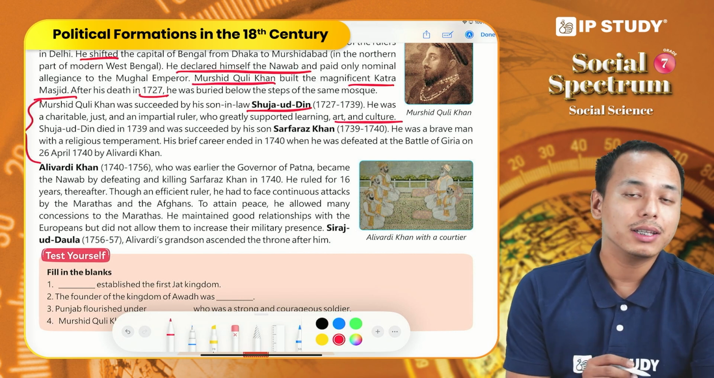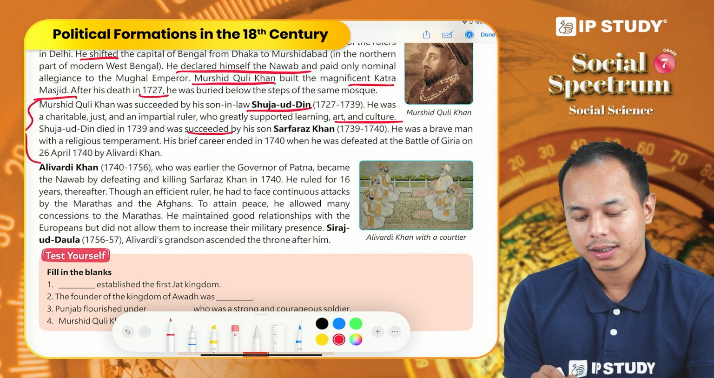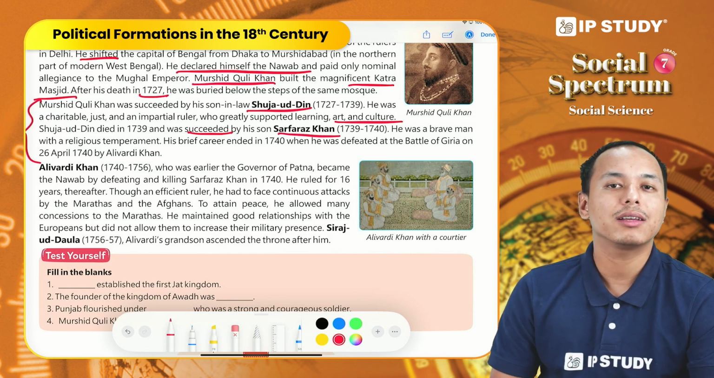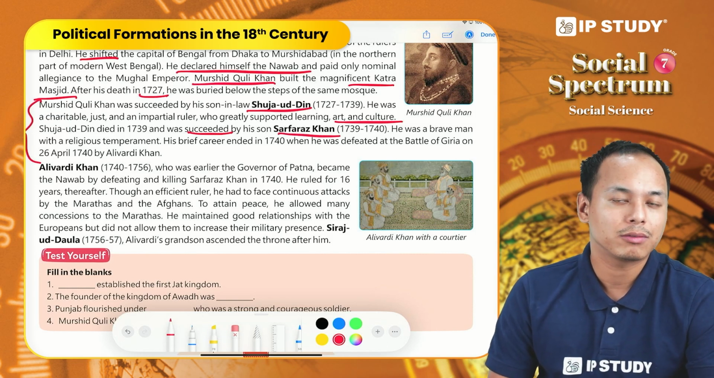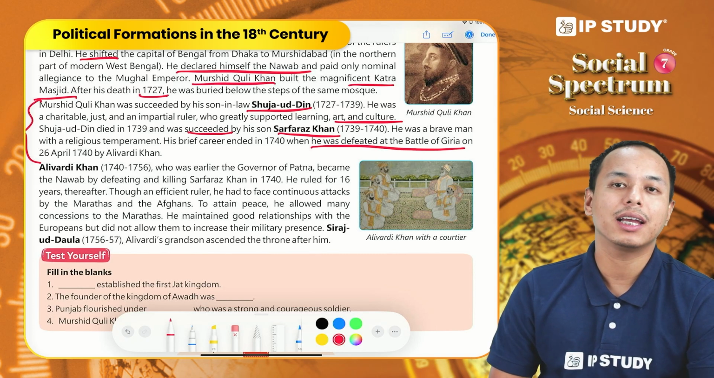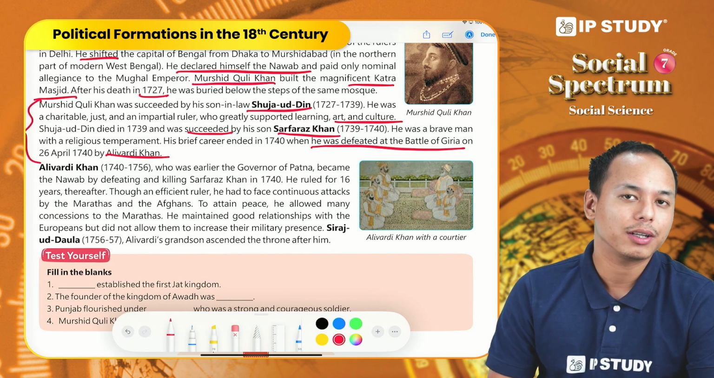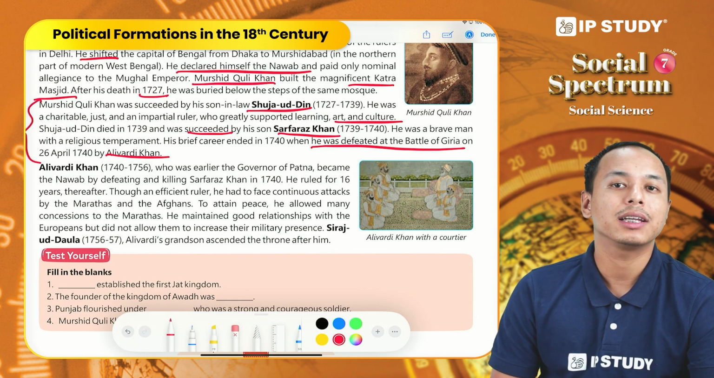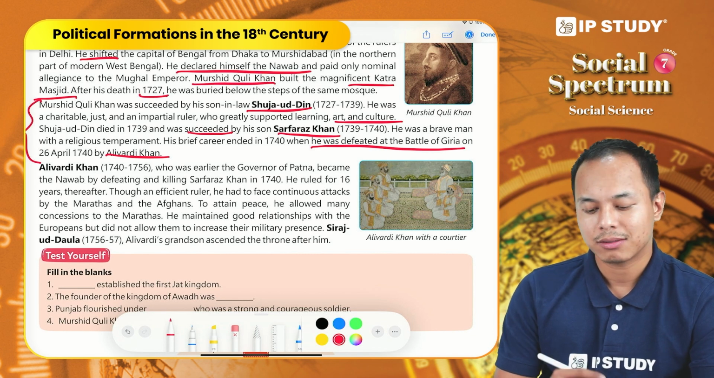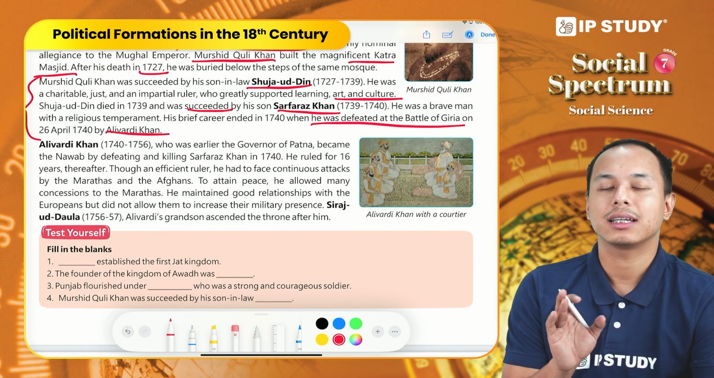Shujauddin was succeeded by his son Sarfaraz Khan. Sarfaraz Khan was a courageous ruler. However, he had a very brief career which ended with his defeat in the Battle of Giriya against Alivardi Khan in 1740. So Alivardi Khan defeated Sarfaraz in the Battle of Giriya, and then his rule came to an end.